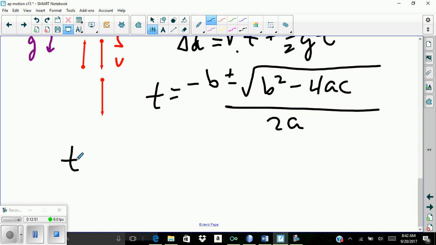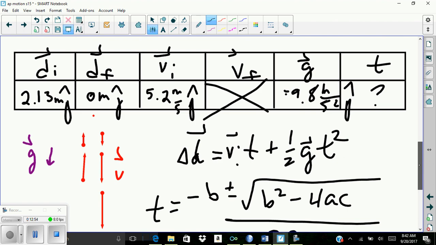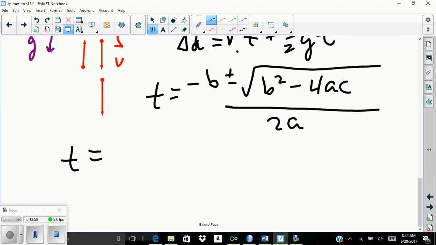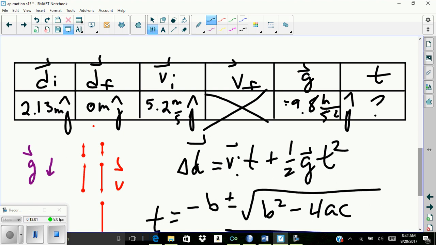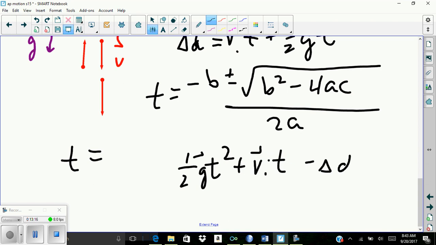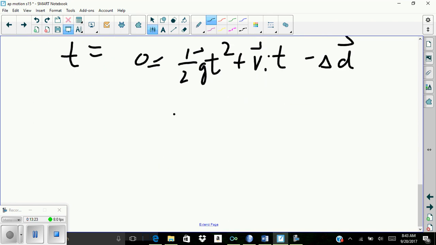Okay, so I have t is equal to what? Now I need to write this equation with the numbers in it. So let me go ahead and do that. And I'm going to take this delta d over to the other side. I hope that doesn't confuse anybody. Okay, so let me write that out for you. I have 1/2 gt squared plus VIT minus delta d equals 0. Okay? Now let's substitute in the numbers.